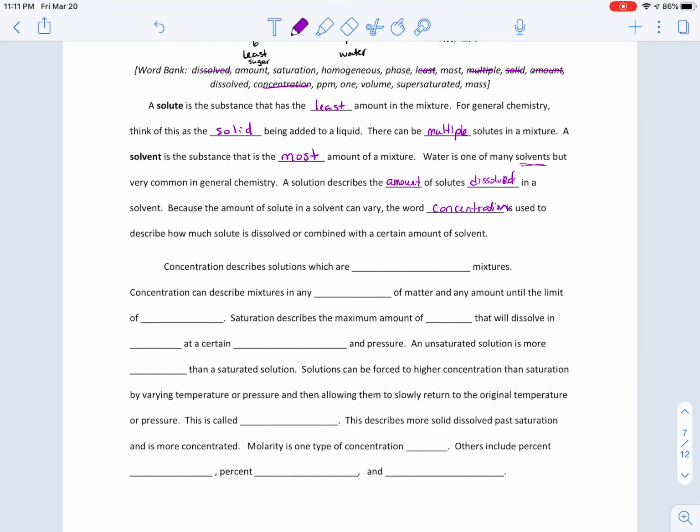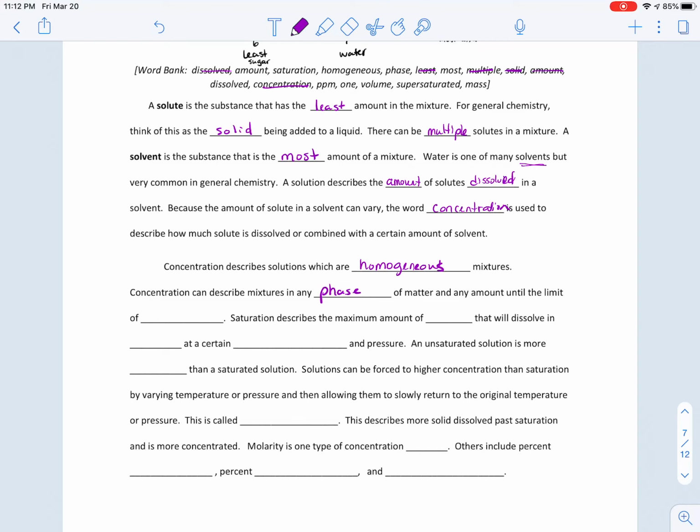Now, if you want to pause now and try to get the rest of them, you can. I'm going to keep going. Concentration describes solutions, which are homogeneous mixtures. That just means that if I took some tea from one part and drank some, and then drank some tea from a different side of the container, it still is the same concentration throughout. It's not like a chocolate chip cookie where sometimes you'll bite into 3 chocolate chips and another time you might just bite into 1.